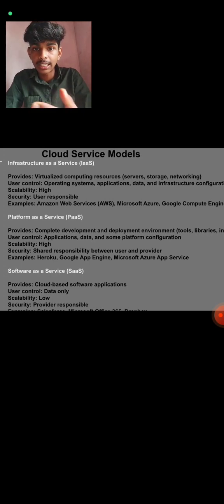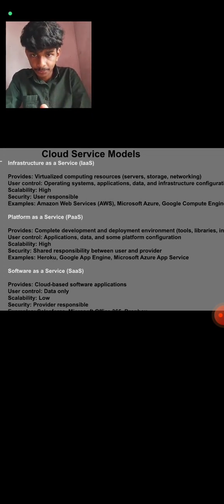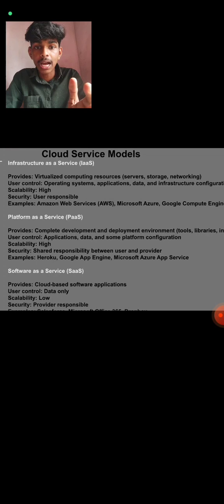But in the case of infrastructure as a service, the security is the responsibility of the user. And in platform as a service, PaaS, applications, data, and some other platform configurations can be controlled by the user. Please remember these points, it's very important. The cloud service models.